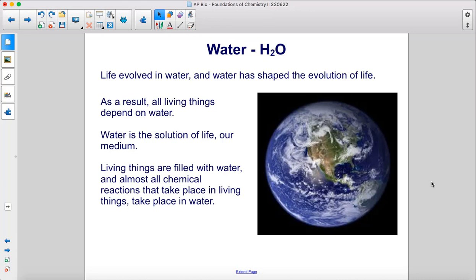Life evolved in water, and water has shaped the evolution of life. As a result, all living things depend on water. Water is the solution of life, our medium. Living things are filled with water, and almost all chemical reactions that take place in living things take place in water.